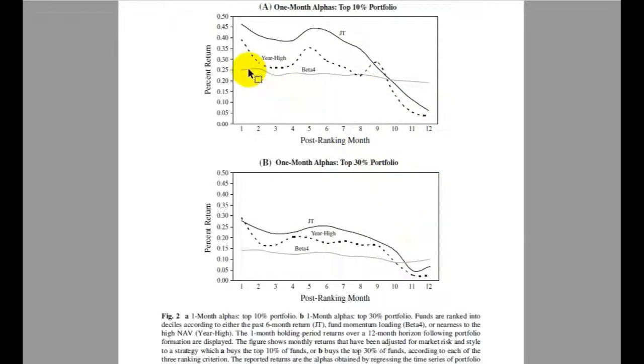And interestingly, the factor loading strategy remains pretty consistent throughout all the 12 months and actually finishes stronger than the other two strategies. And this is only when looking purely at the alphas of the strategies, not necessarily the raw returns as we saw in the prior figure.